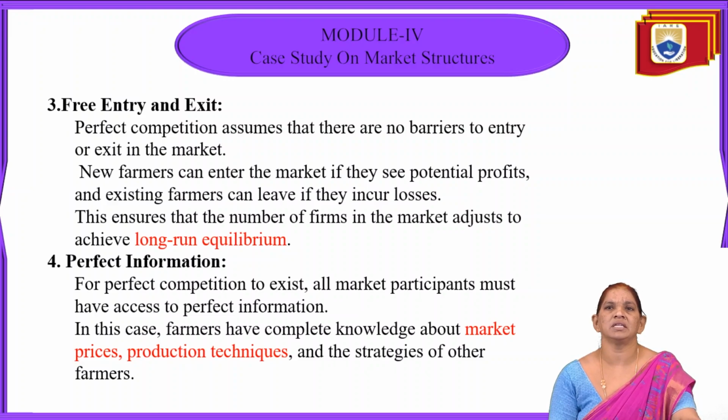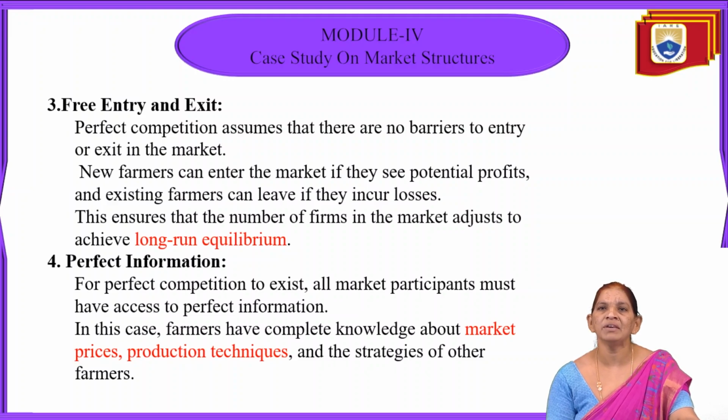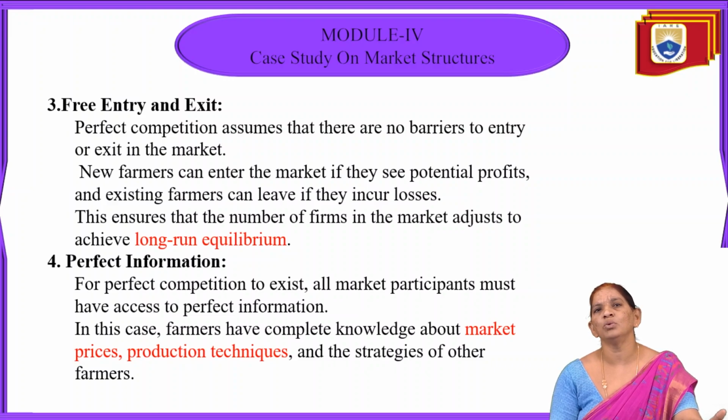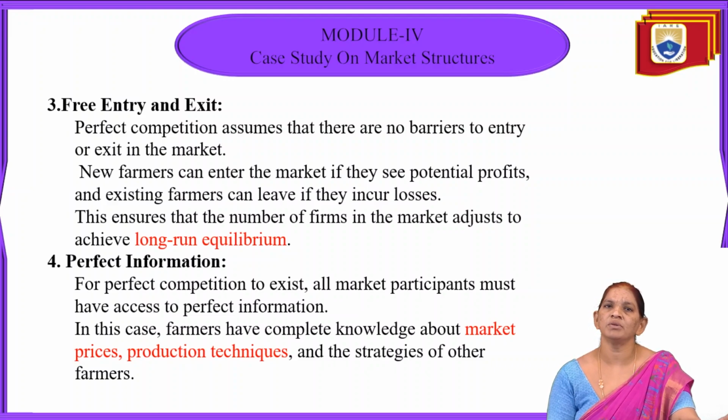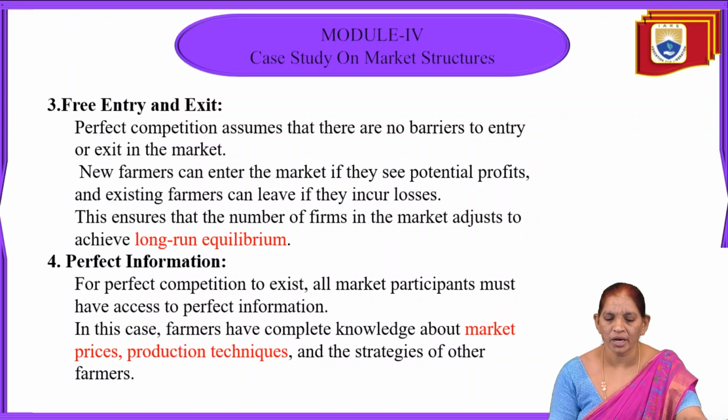Here new farmers can enter the market if they see potential profits, and existing farmers can leave if they incur losses. It means that farmers who get profits in the market will enter, and farmers who get losses in the market will leave. So this ensures that the number of firms in the market adjusts to achieve long run equilibrium. Due to the free entry and exit, the number of firms in the market will adjust in order to reach the long term equilibrium of the market.